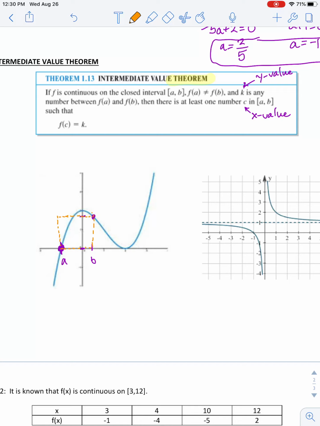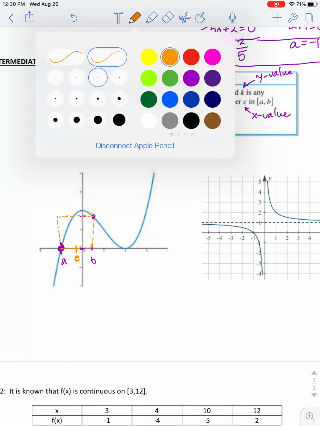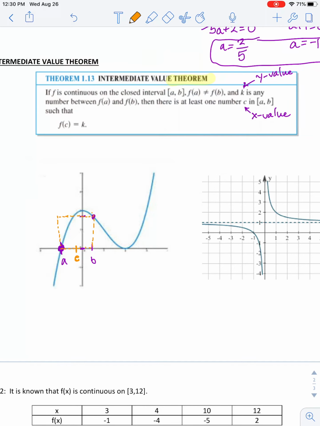In this window, we are sure that this function passes through all of these x values along here. So here's the c that we were talking about, and on the y scale, we're sure that this function passes through all of these y values. So k is any number between f of a at the minimum end of this function and f of b at the top. So that means k is somewhere in there.